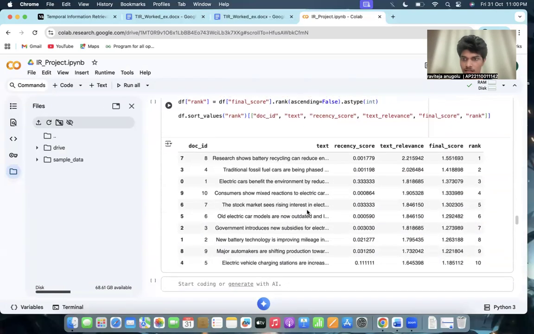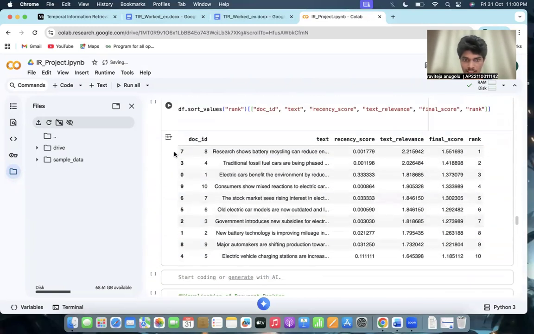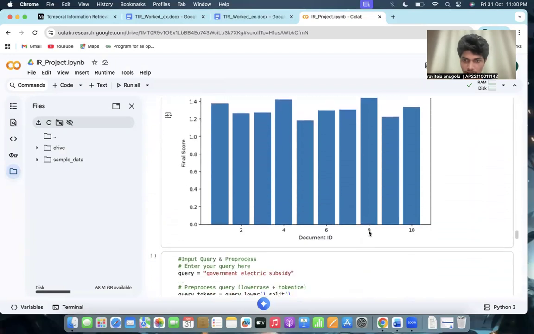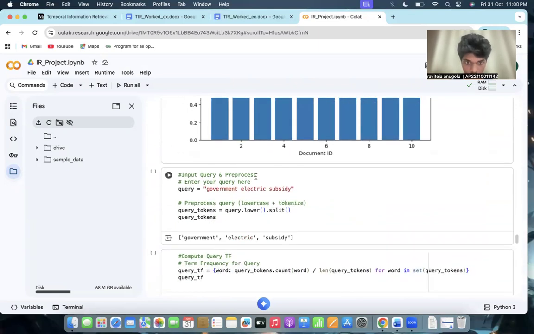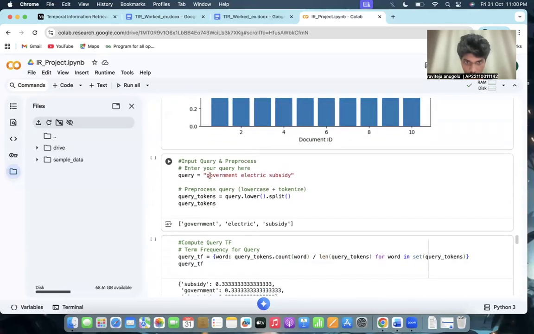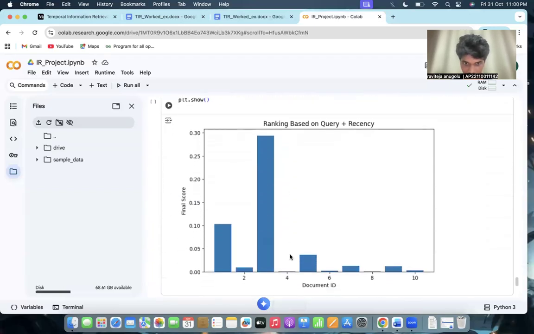Final rankings. This is how the final output will be generated here. You can see that document 8, which is research on battery recycling that can reduce, is ranked first. This is shown in the graph like this. The bar for document 8 is higher than any other bar in the graph. For query processing, another graph will be generated here. For the government electric subsidy query, the graph will be generated like this, the third one.